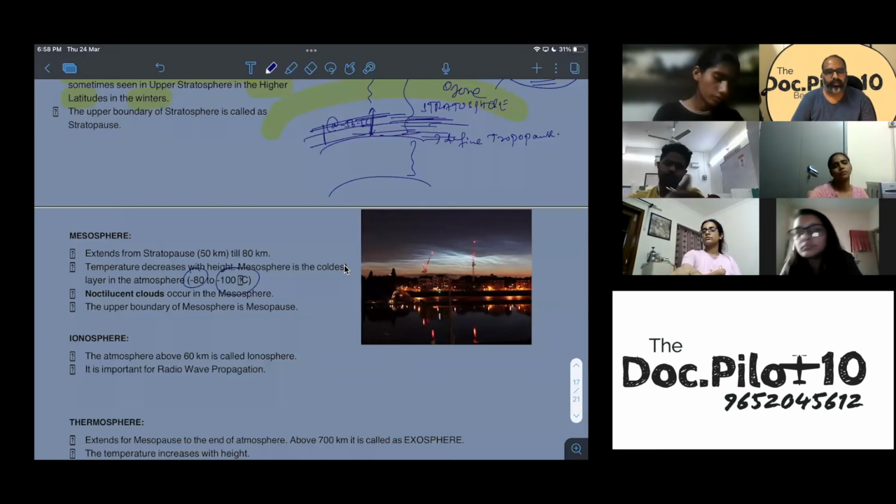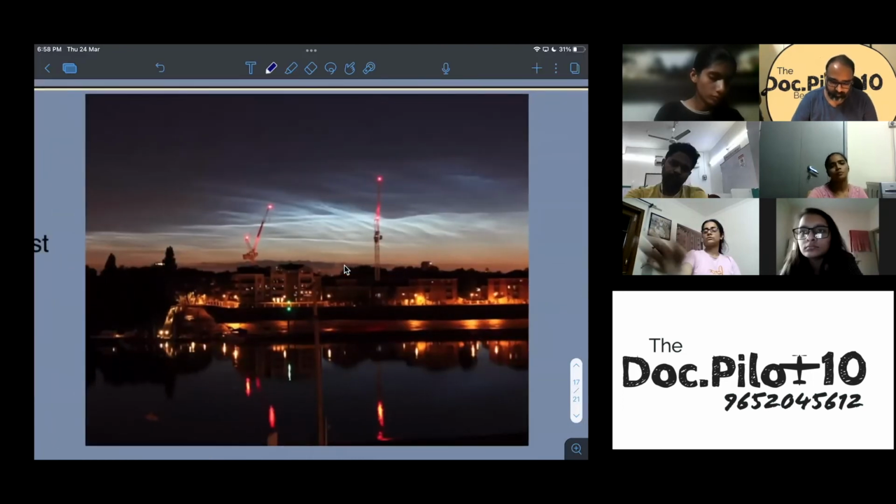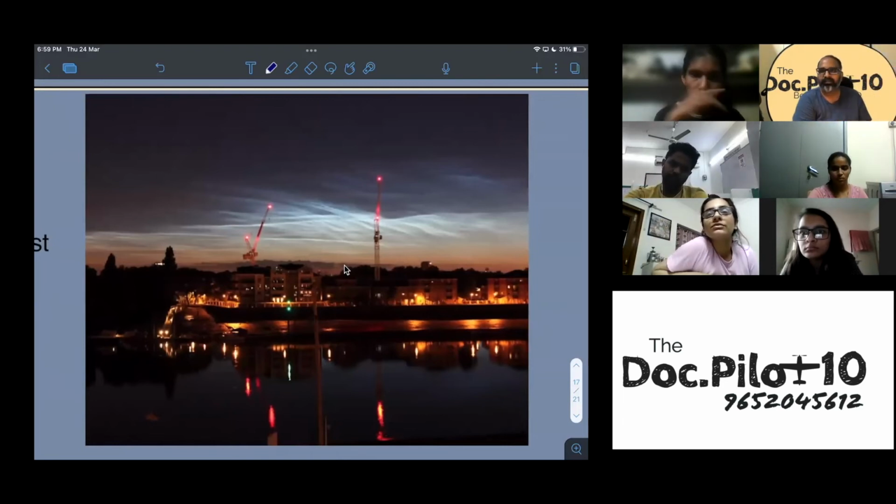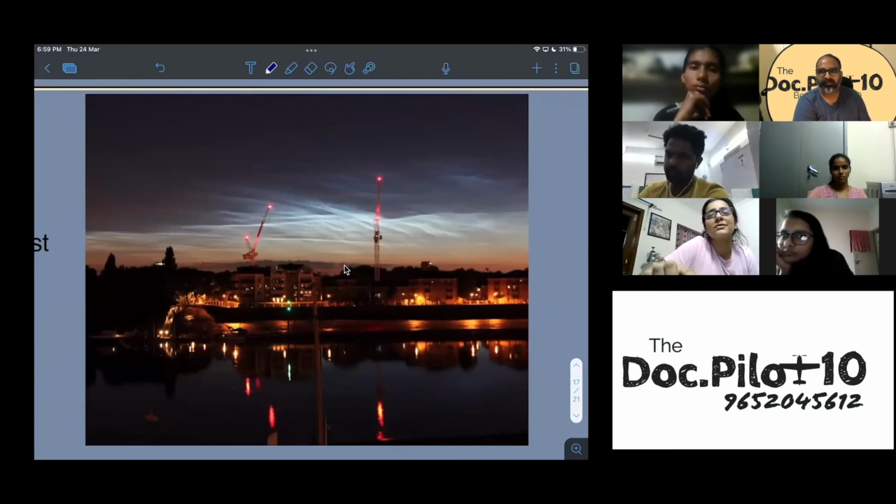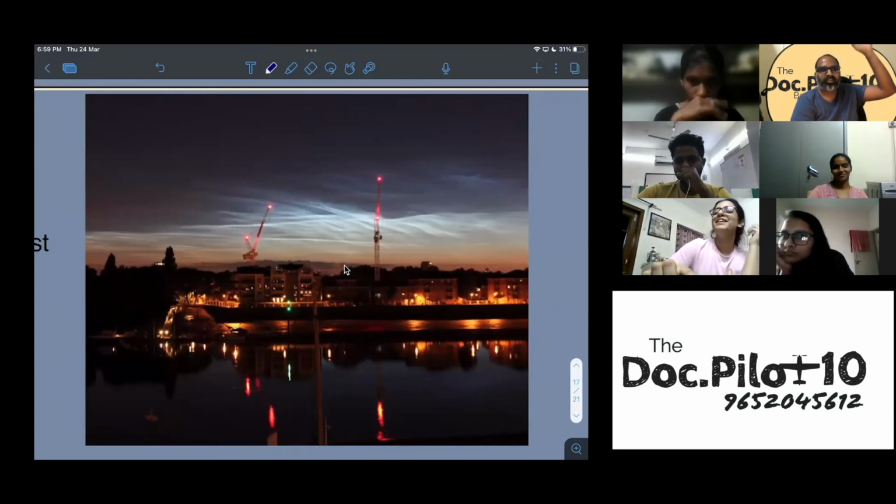Okay. Now, can you tell me what is happening in this picture? Can someone describe the beautiful scenery? Use logic. There's a construction going on. Okay, construction going on. It's night. Night is about to come. Very good. No, it is already night.